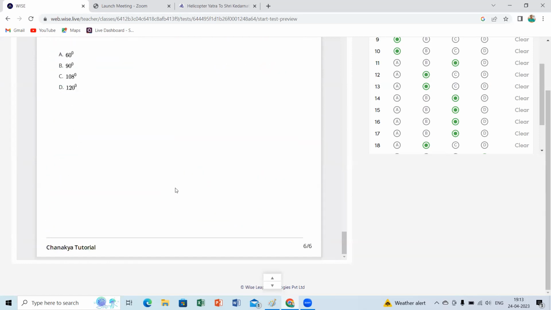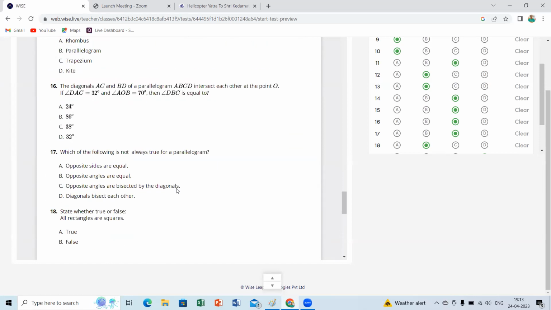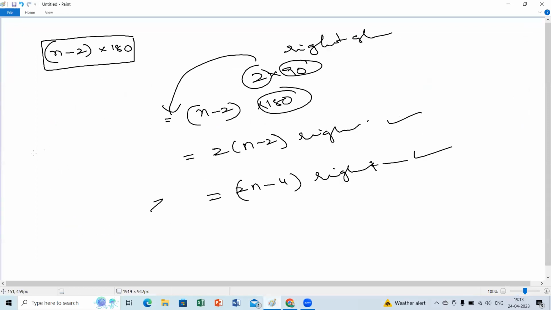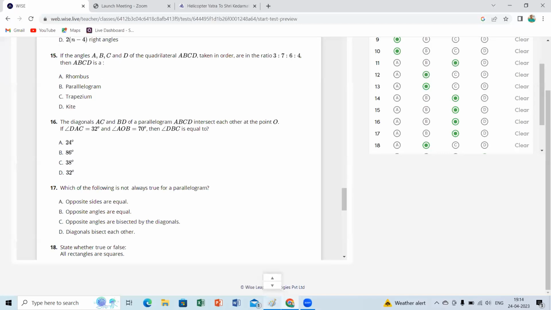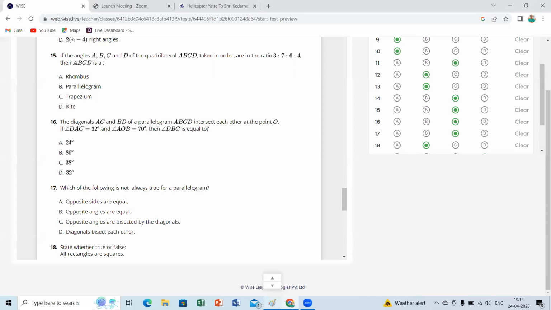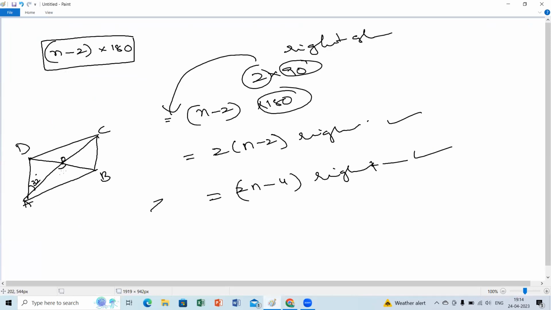Yes, ma'am. Ma'am, I have one doubt, ma'am. Yes, Harish. The 16th one, ma'am. The diagonals AC and BD of a parallelogram intersect each other at point O. So what does parallelogram mean? We know that in a parallelogram the diagonals are intersecting at point O. They mentioned these are the diagonals, intersecting at point O. Suppose ABCD is a parallelogram. What did they mention? DAC is 32. This angle is 32 degrees. AOB is 70. Yes, ma'am.